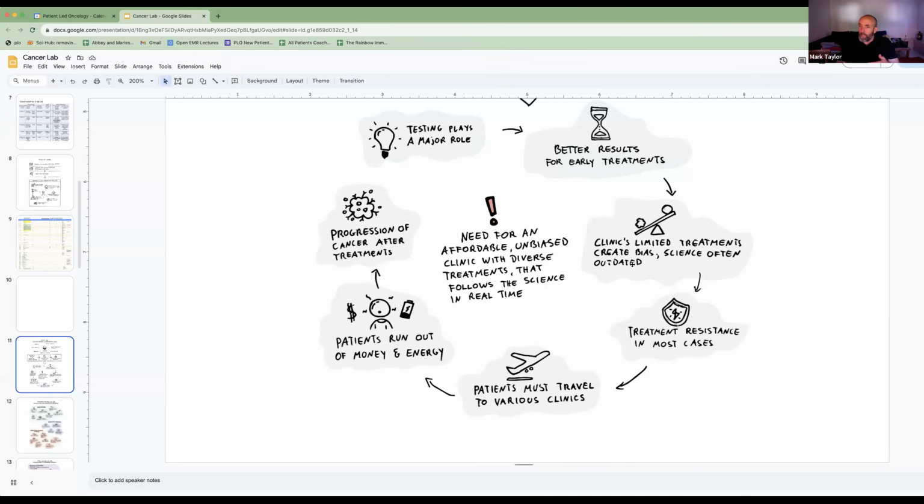And it would be a biased view. A lot of these integrative clinics would give a biased view based on the treatments they did, and they weren't getting a real complete picture of what was available. And then what would happen is they'd start the treatment.